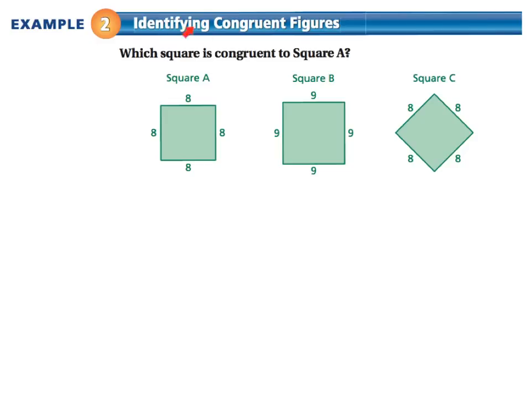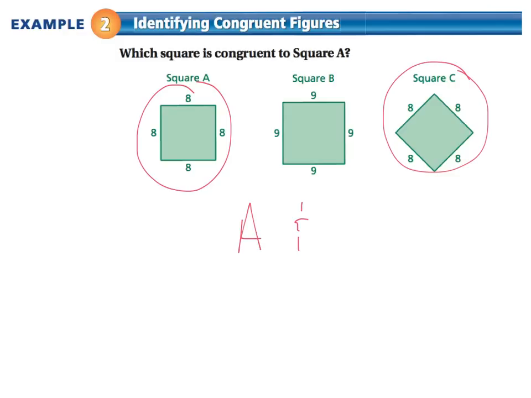So if we look at example 2, which square is congruent to A? This is pretty easy. We know all of the angles are congruent because they're all 90 degrees in a square. But since C also has the same sides, A and C would be congruent. Really easy.